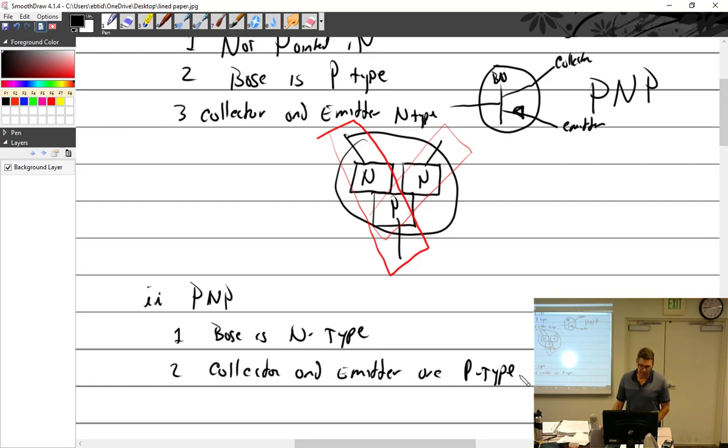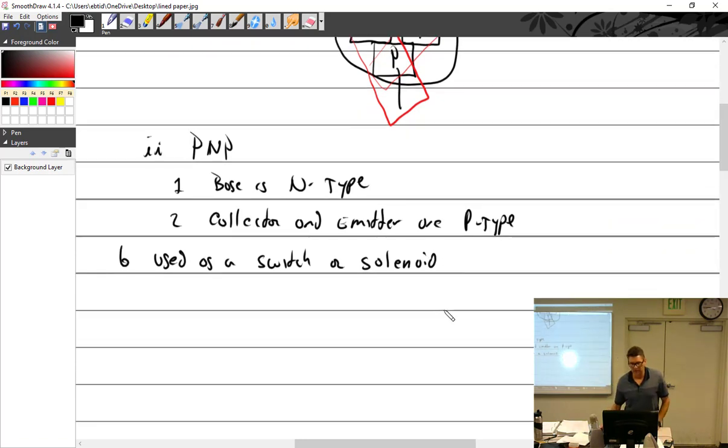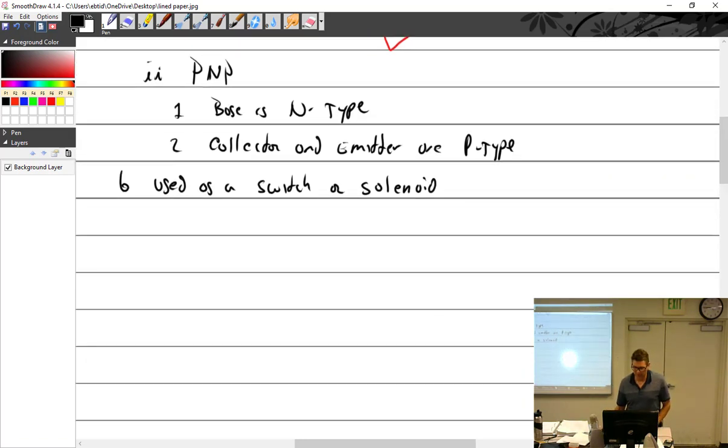A transistor can be used as a switch, or solenoid, if you will. Let me think. Used as a switch or solenoid.